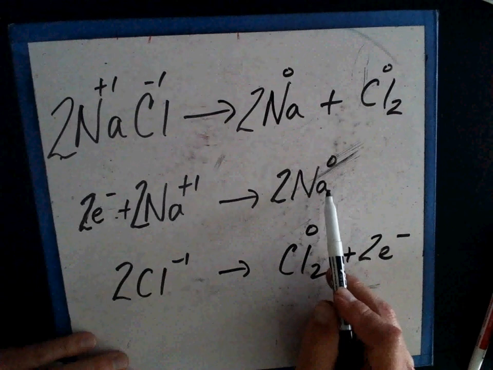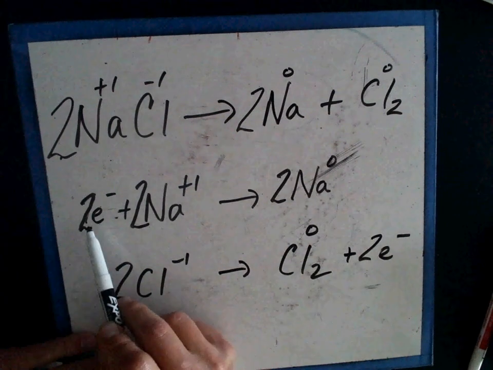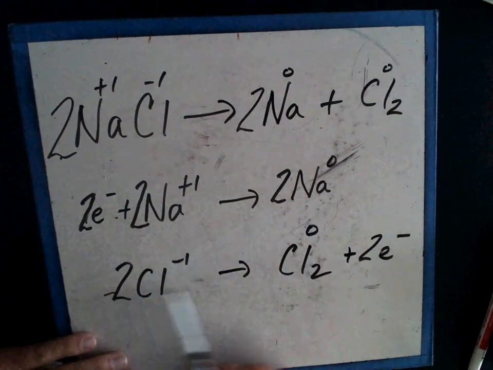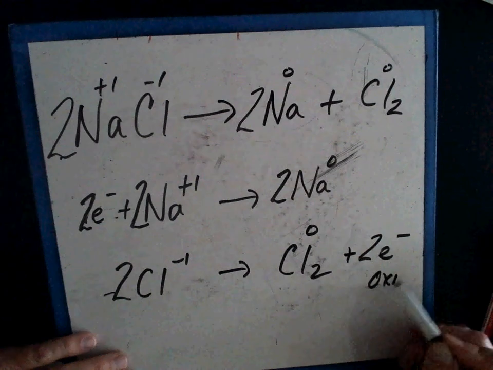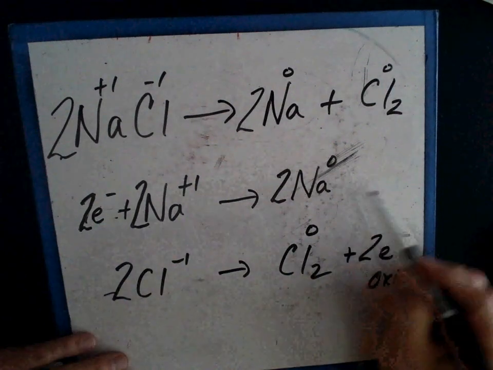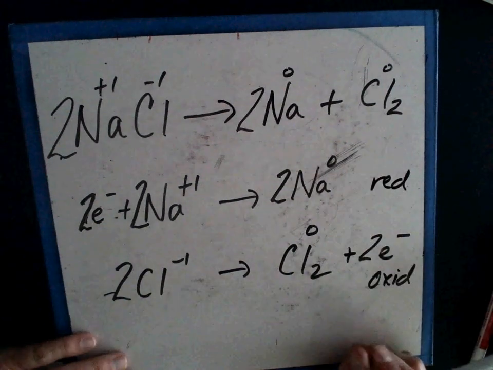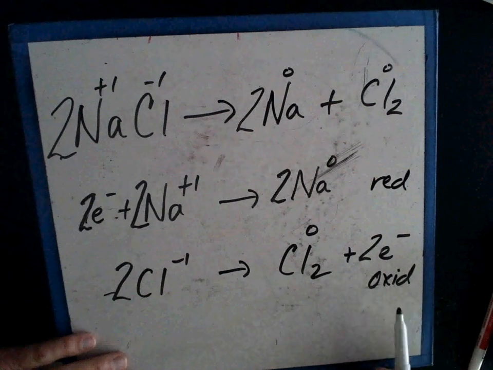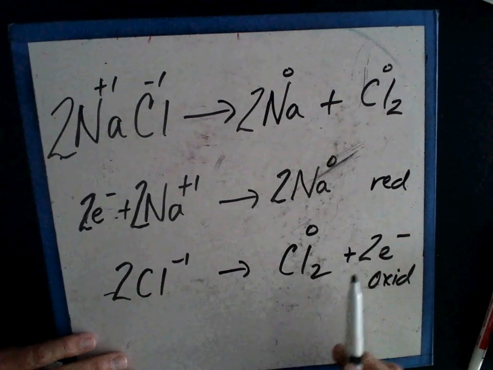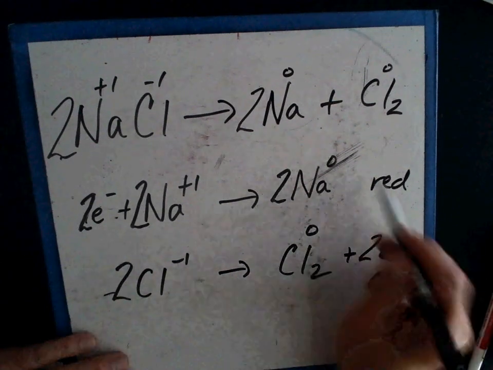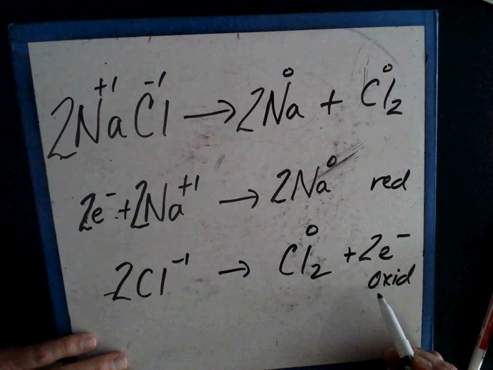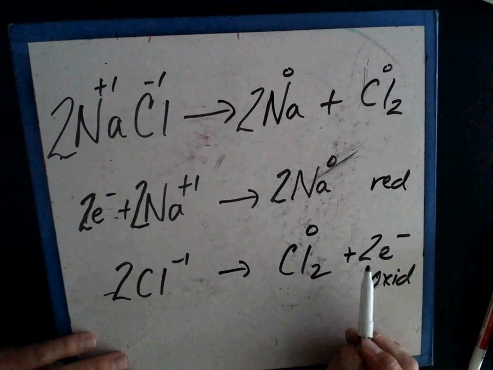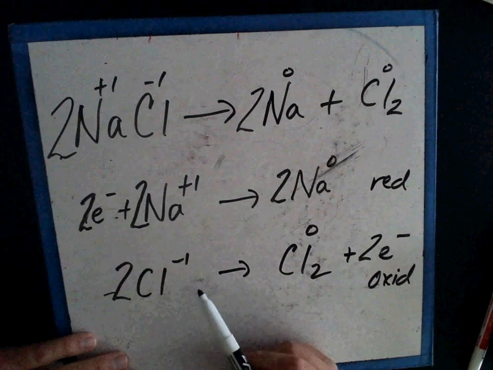Now, which is the oxidation and reduction? Let's look at this one. Oil rig. Okay? Which one is losing? That is this one. This is oxidation. So this is the reduction. Hint, be careful when you pick. You're going to always have one. You will never have 2 reductions. You will never have 2 oxidations.